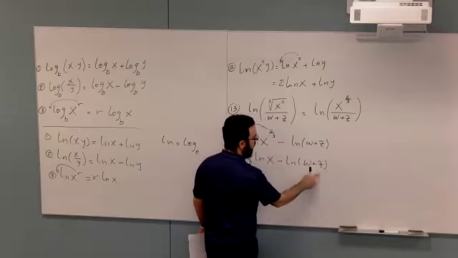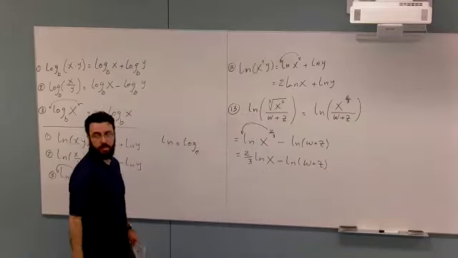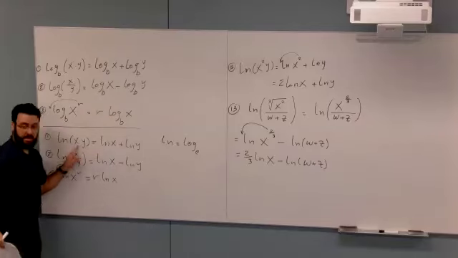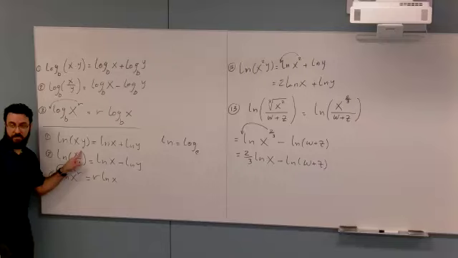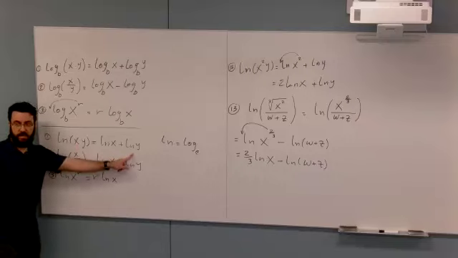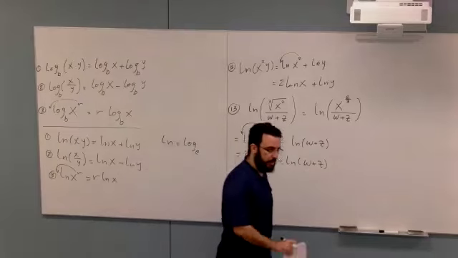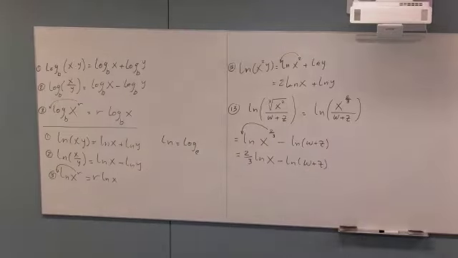Can I distribute the ln on these two? Yes or no? Only if you have multiplication, then it's going to be ln plus ln. If you have addition, you can't do anything. Keep it like this. Is that okay?